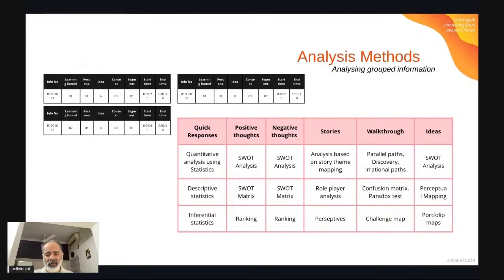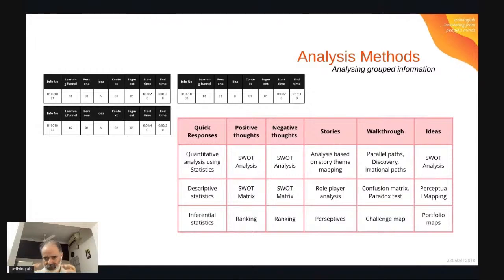Then ideas, how to analyze them. I already said that it's a SWOT analysis. Then perceptual mapping, that's a good method for idea analysis. After SWOT analysis, you can go for perceptual mapping. Then portfolio maps. These are the analysis methods for these six categories of information based on grouping.